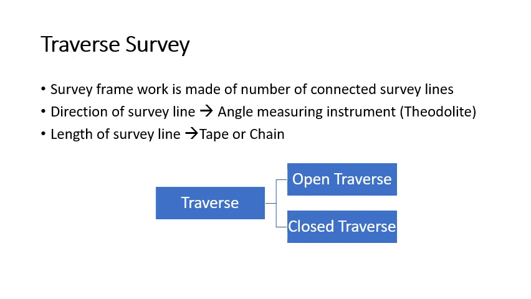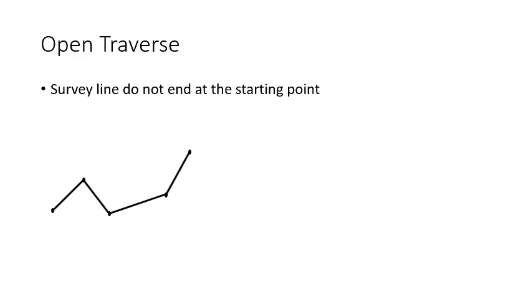So there are two kinds of traverse we can do. One is called open traverse and the other is called a closed traverse. If the framework of lines which we are developing does not come to a common point, for example, we start the survey work by setting the instrument at one location and we end the survey work at another location which does not meet with the first one, then it is called an open traverse.